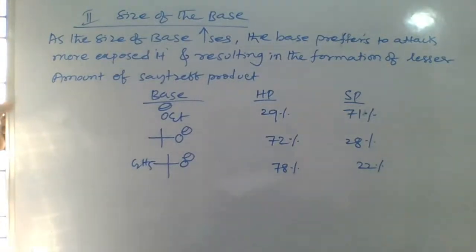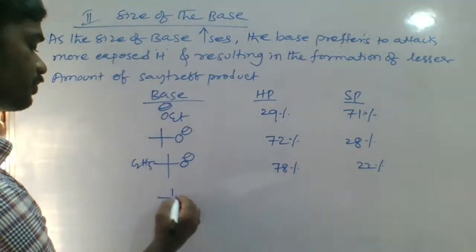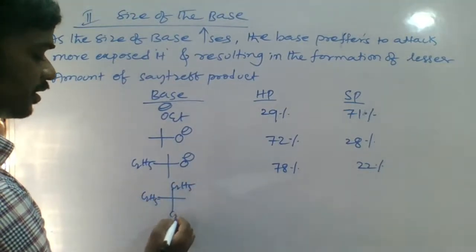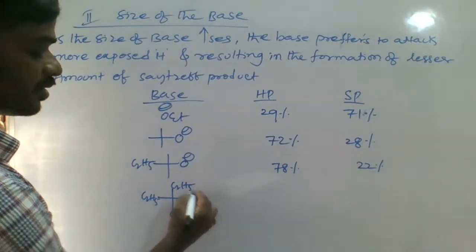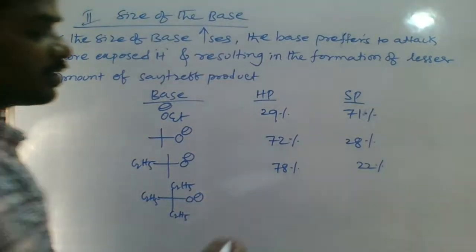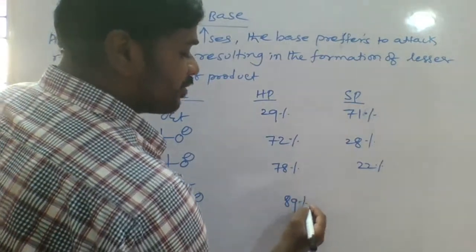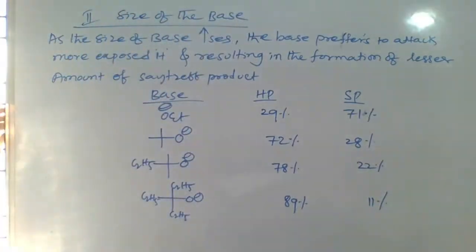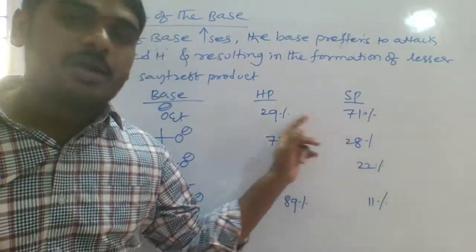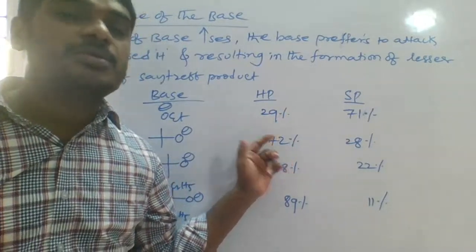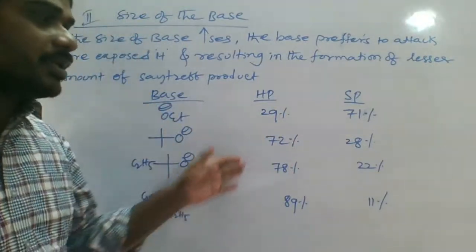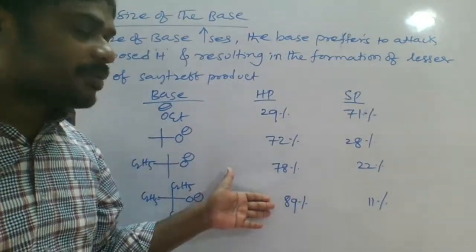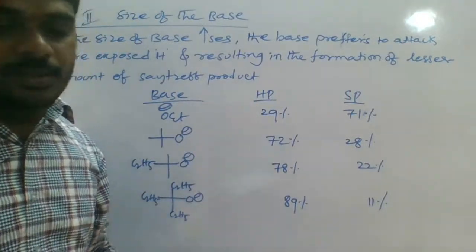Next, here all are ethyl groups, C2H5, C2H5, and this is the base being used. Mainly the Hofmann product forms, 89 percent, and only 11 percent of the Saytzeff product. The Saytzeff product is the more substituted olefin, and the Hofmann product is the less substituted olefin. So as the size of the base increases, the Saytzeff product formation decreases and the Hofmann product formation increases.